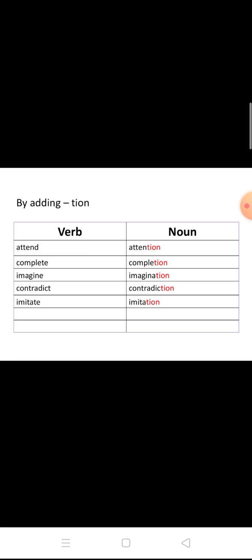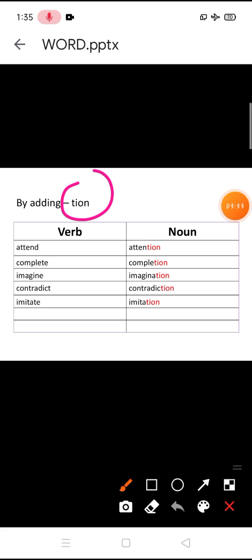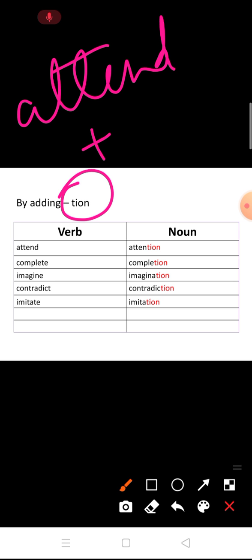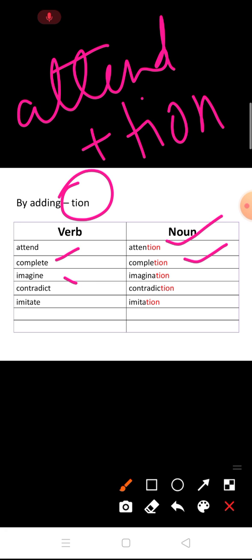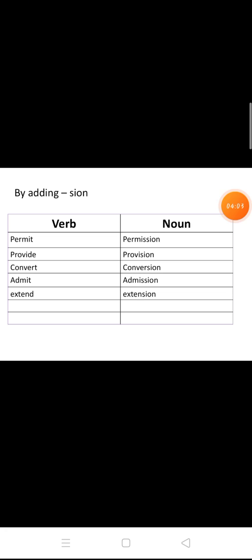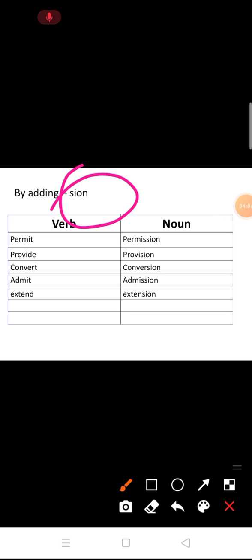The next case is of the next type of suffix, that is shun. If we have a verb attend and we add the suffix shun to it, the new word will become attention. Complete will become completion. Imagine will become imagination. Contradict will become contradiction. Imitate will become imitation. So this is the second case. Now, the third case is that of adding S-I-O-N, shun, the same thing. Permit will become permission. Provide will become provision. Convert, conversion. Admit, admission. Extend will become extension.